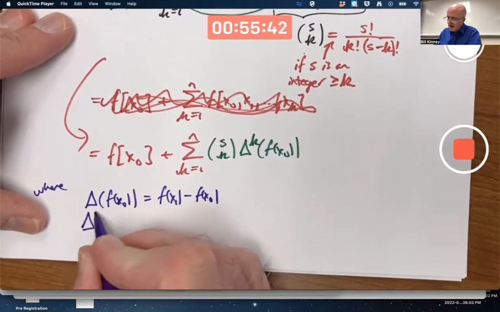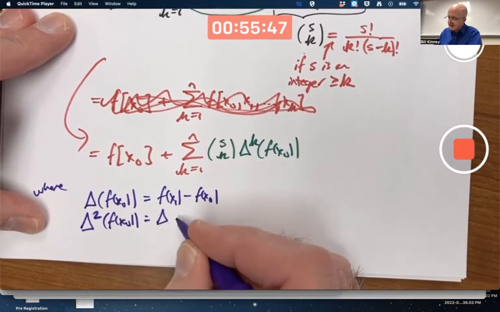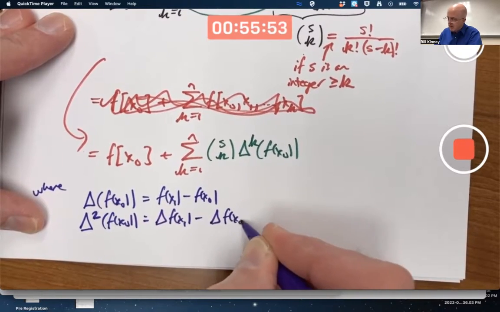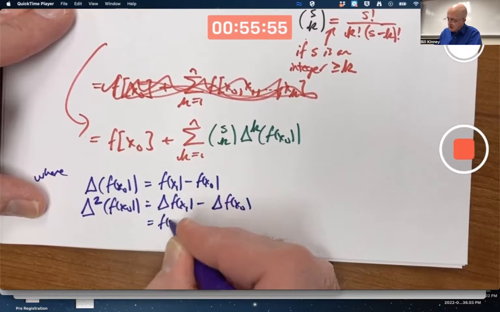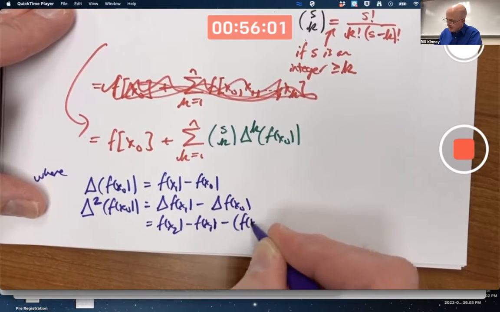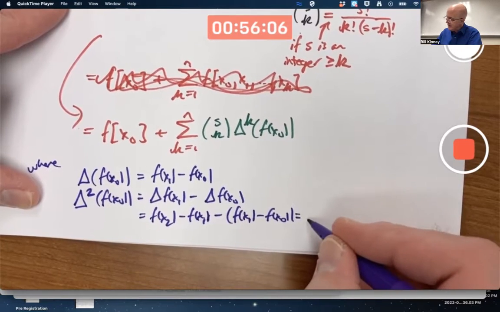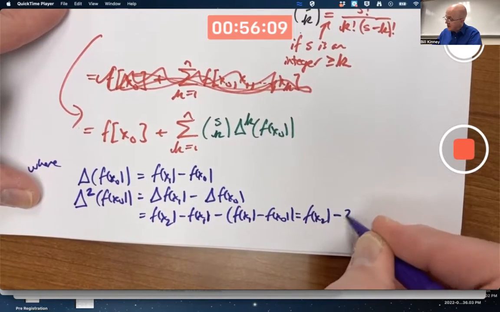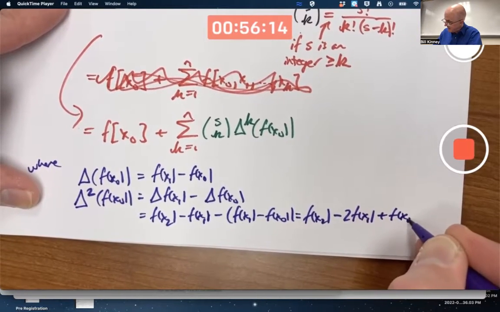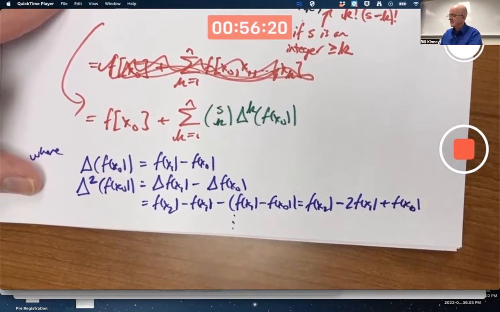When I apply delta squared to f of x0, it's going to give me delta of f of x1 minus delta of f of x0, which is the same as f of x2 minus f of x1 minus, in parentheses, f of x1 minus f of x0, which can, if you want, be simplified to f of x2 minus 2 times f of x1 plus f of x0. That should feel a little familiar from Aitken's delta squared method, etc.